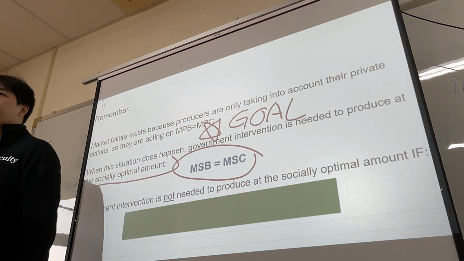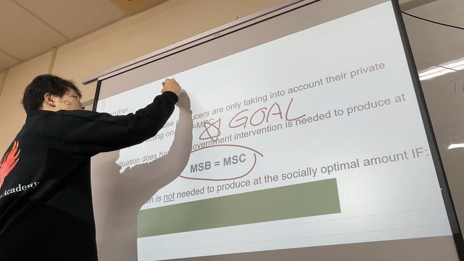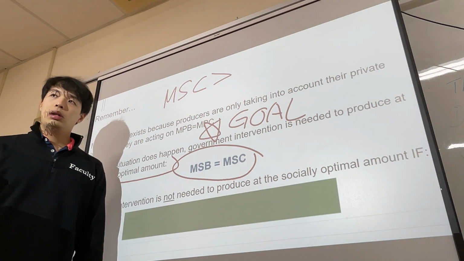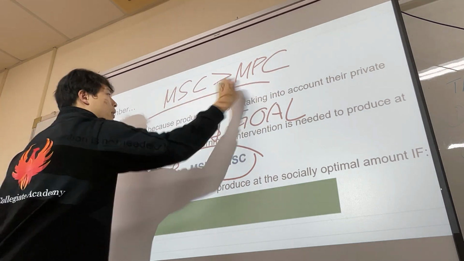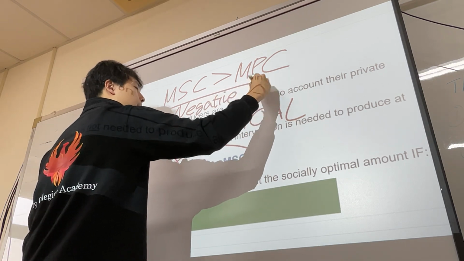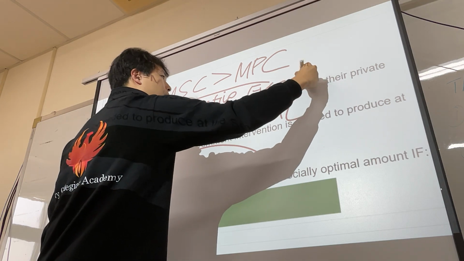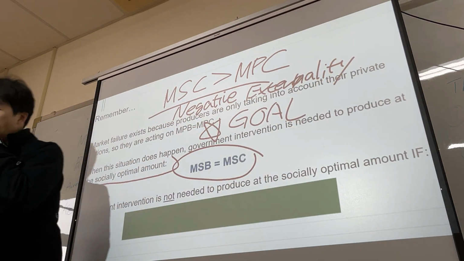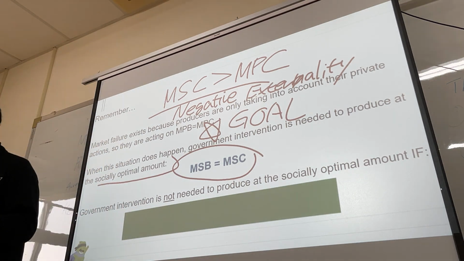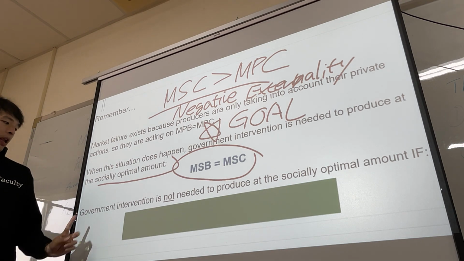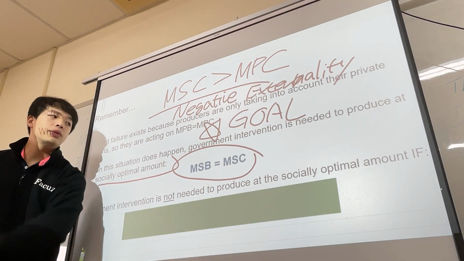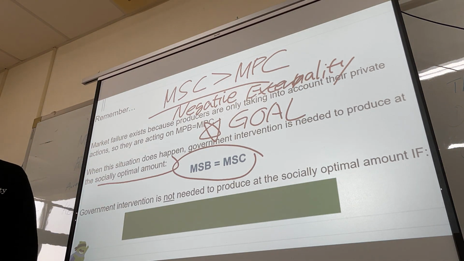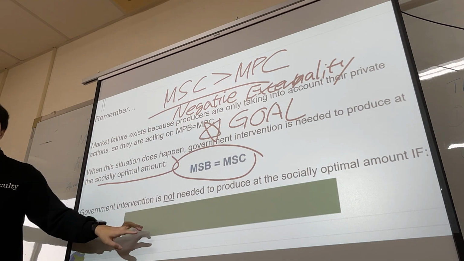MSP equals MSC. But now, since we have water pollution and air pollution, your MSC will be greater than your MPC. Yes, this is negative externality. MSC greater than MPC. Question? And then, listen carefully, final one. The government intervention is not needed to produce at a socially optimal amount.